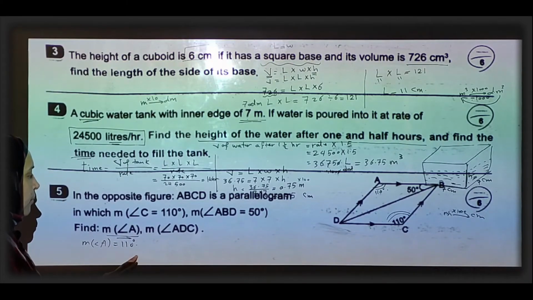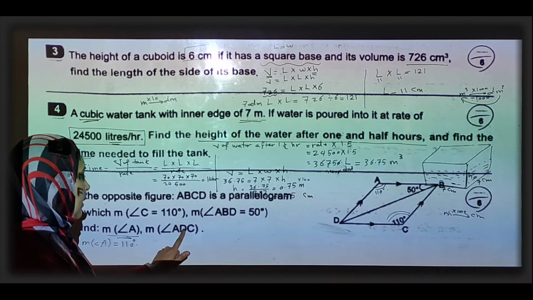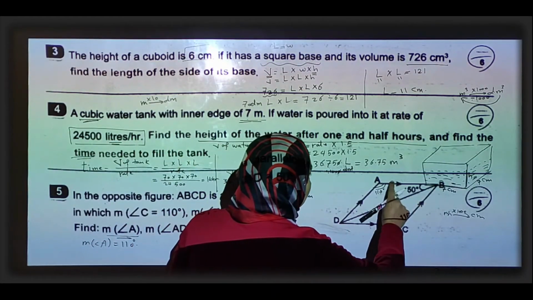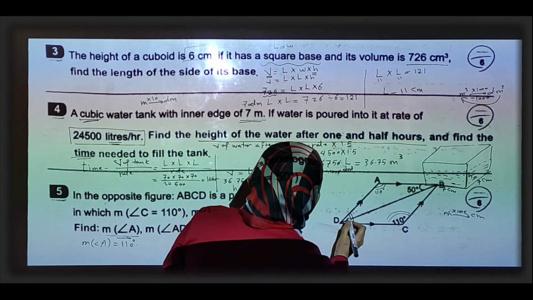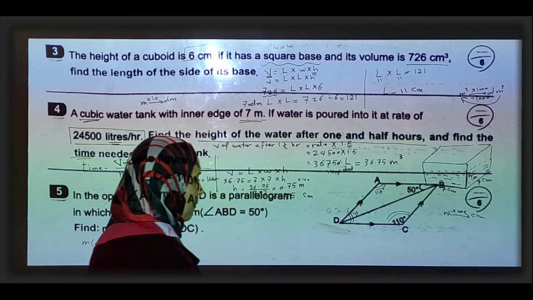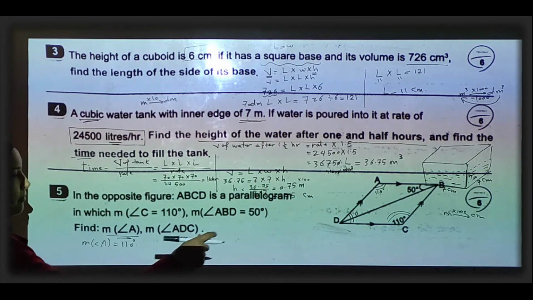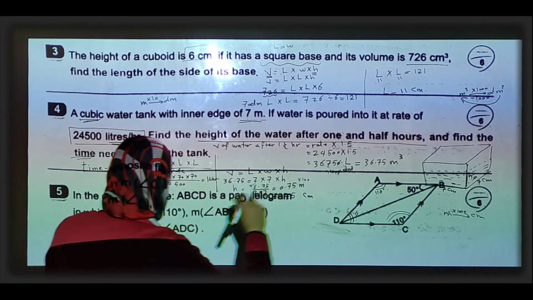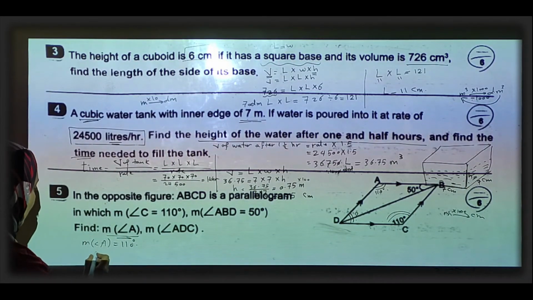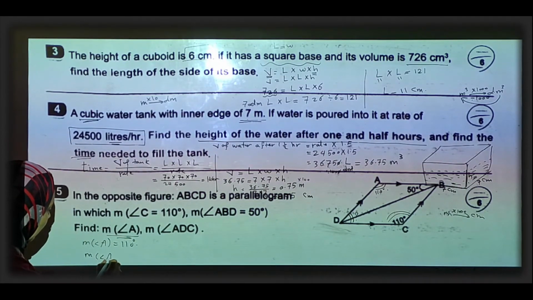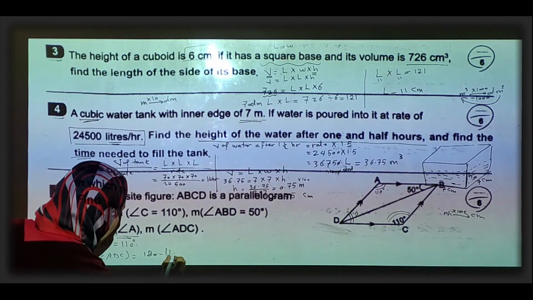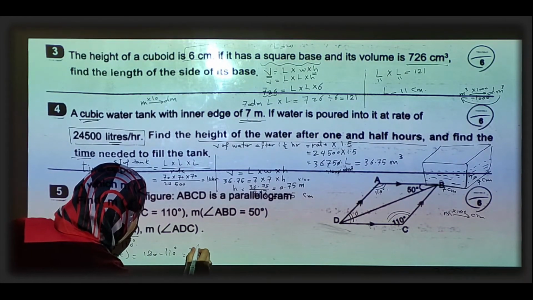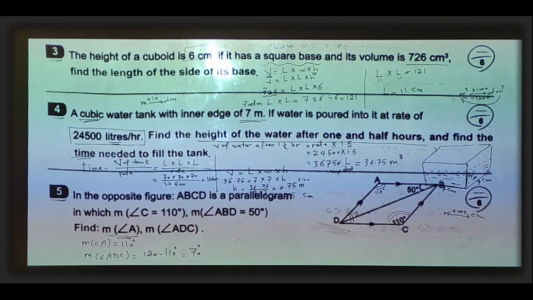Measure of angle ADC. We want to find the measure of this angle. From the properties of parallelogram, the two consecutive angles sum to 180. So measure of angle ADC equals 180 minus 110 equals 70 degree.